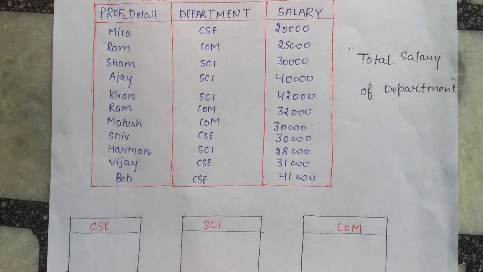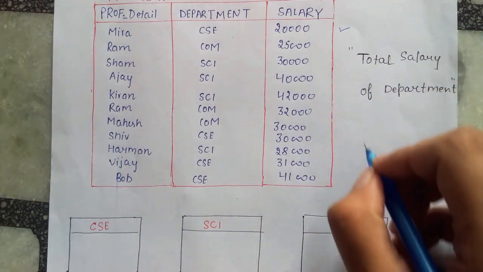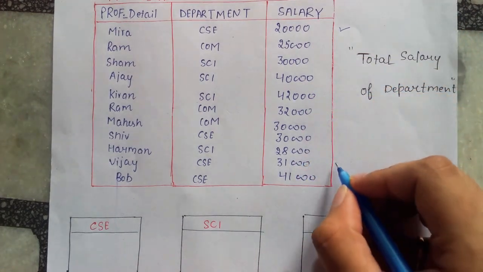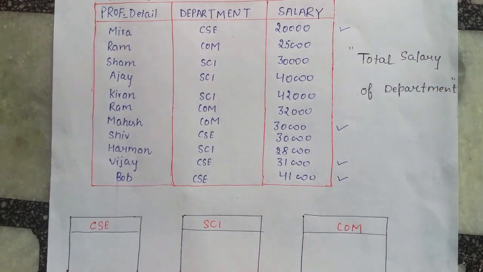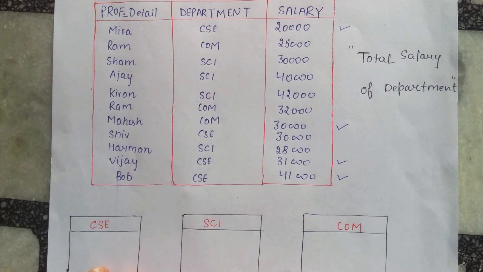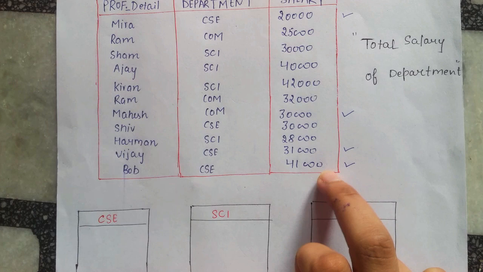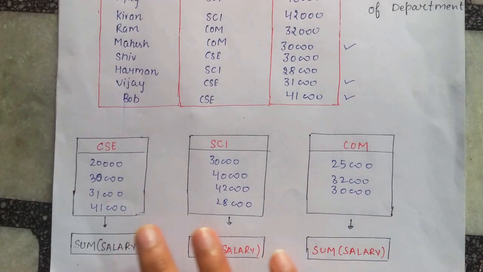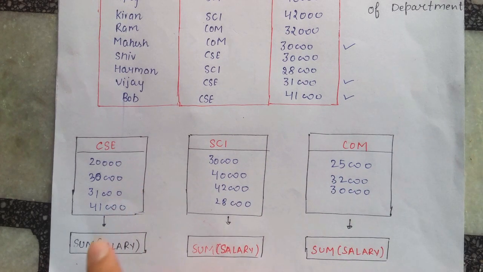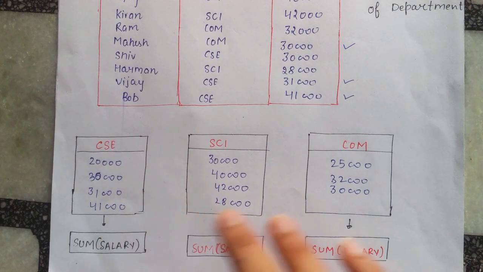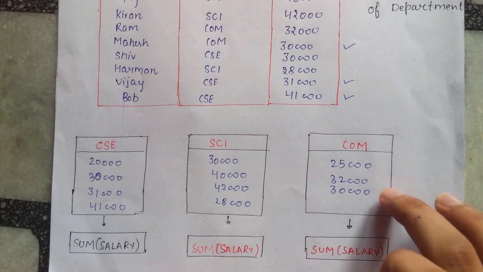So how many employees belong to CSE? It's 20,000, that is Meera, then 31,000, and 41,000 for Vijay and Bob, and 30,000. These are the four employees that belong to the CSE department, so in this group we will write the salaries of these four employees. I have written here the salaries of all the employees that belong to these departments: four employees that belong to CSE, the salaries of the employees of the science department, and the salaries of the professors of the commerce department.